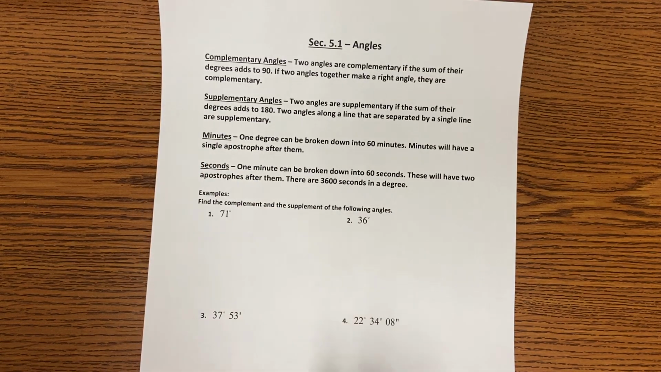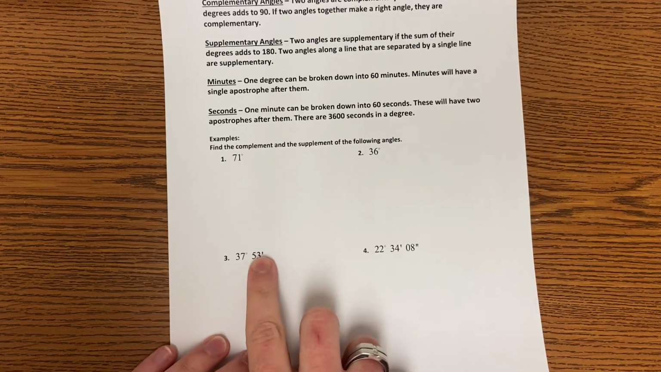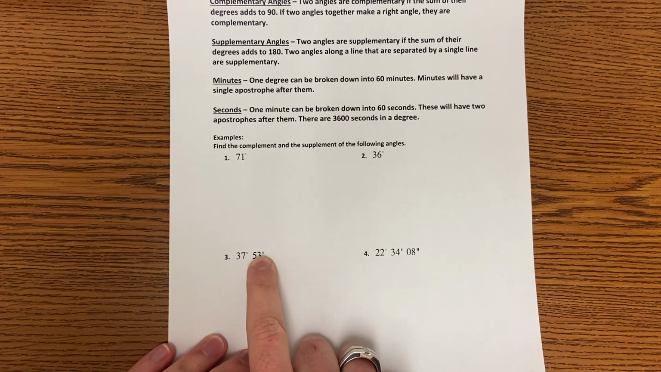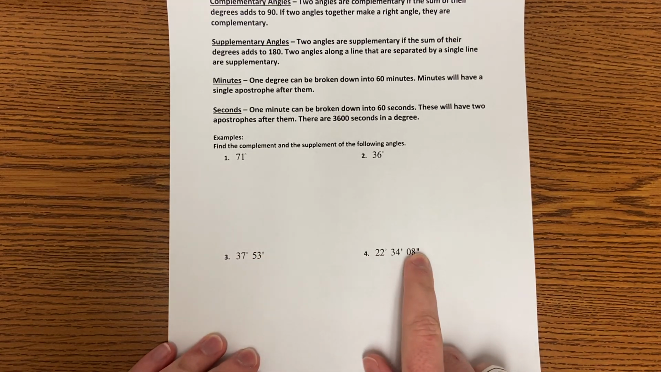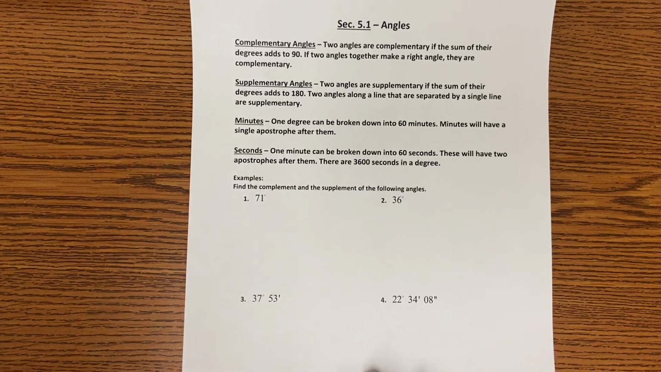One thing that you may or may not have seen before is that degrees can be broken down further into minutes and seconds. 1 degree can be broken down into 60 minutes, kind of like an hour, and 1 minute can be then broken down further into 60 seconds. Now, if you're looking at minutes or seconds, minutes will look like they have 1 apostrophe after them, whereas seconds will have 2 apostrophes after them. And we'll talk about strategies for how we handle those.